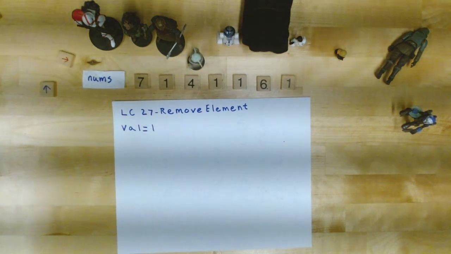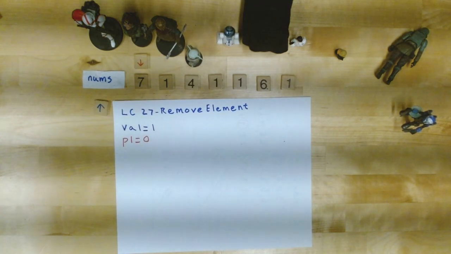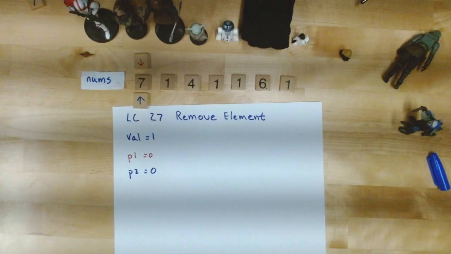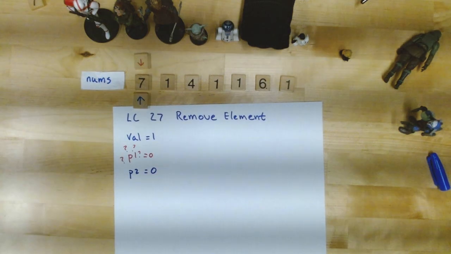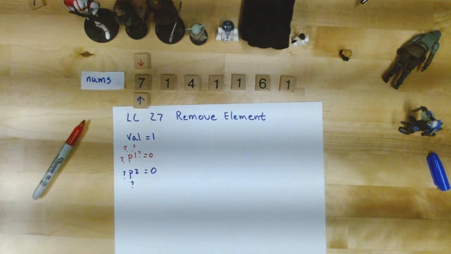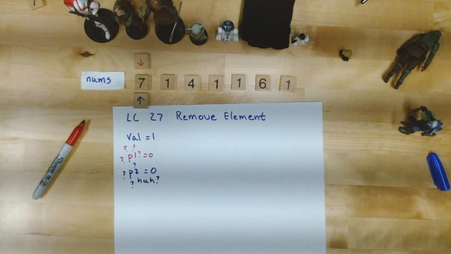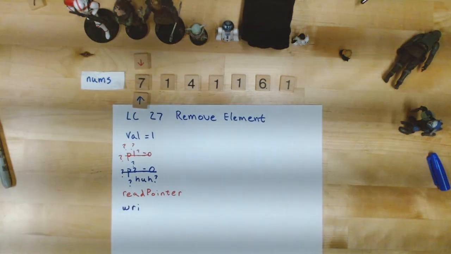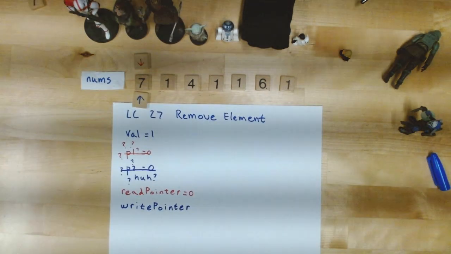To solve this problem, we'll use two pointers. Pointer 1 will start at 0, and pointer 2 will also start at 0. Now a quick note on variable names. Pointer 1, pointer 2. That doesn't really tell us much. So there's a distinct possibility we'll get into the code, we'll have a bug, we'll have to debug it, and then we'll get confused what pointer 1 and pointer 2 are pointing at. So let's do ourselves a favor and give descriptive names to each of these. Pointer 1 will be our read pointer, and pointer 2 will become our write pointer.